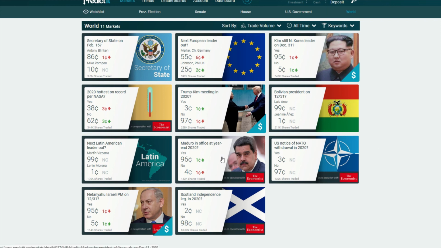Who would remain in the office at the end of the year, or Scotland independence leg in 2020, quite a few different things. And by the way, these bets, needless to say, the price changes as new news comes out or the probability of that changes, but you also see new bets being added and old bets being taken out. So this is a live page that changes from time to time.